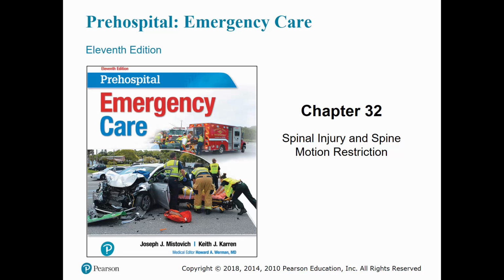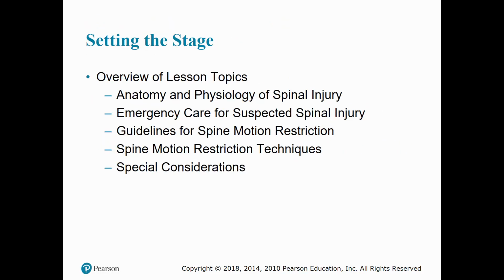Hey everybody, today we're going to be going over Chapter 32, spinal injury and spine motion restriction. In this chapter we're going to go over the anatomy and physiology of what a spinal injury is, as well as the anatomy of the spine, care for patients that we suspect to have spinal injury, guidelines that we take when taking spine motion restriction or SMR, techniques for this, as well as some considerations that you want to take as well.